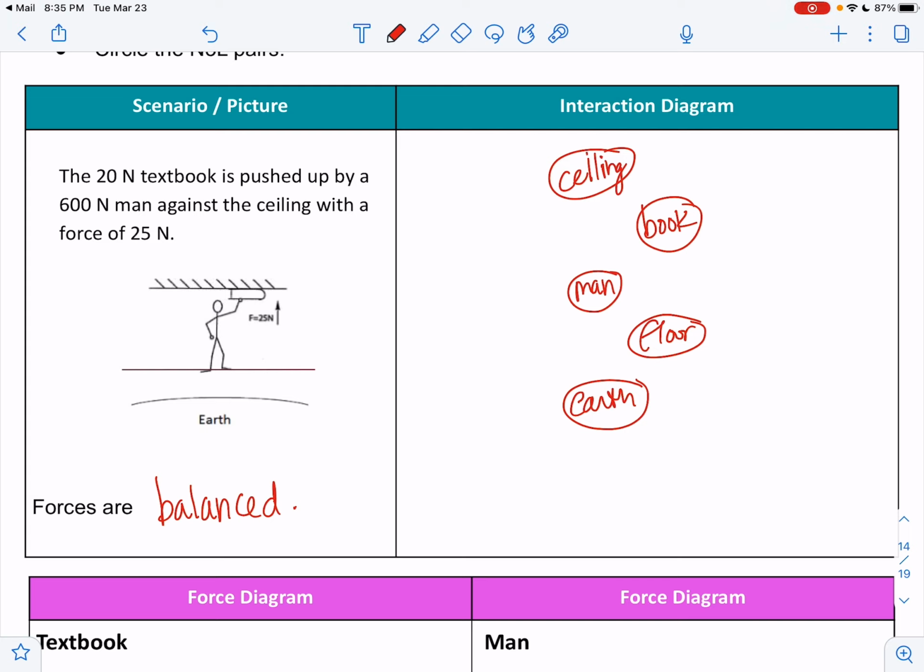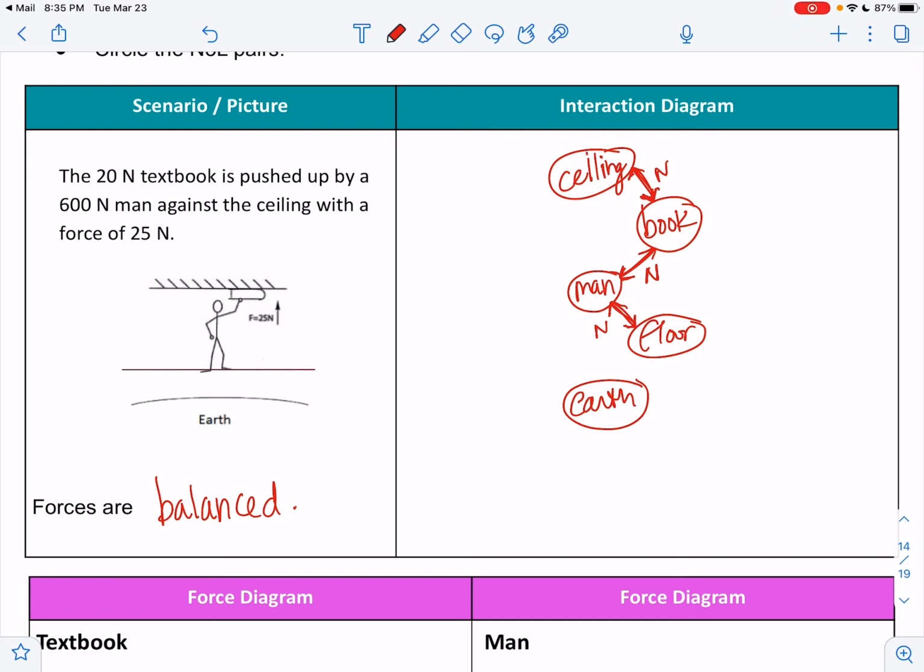Now, the man and the textbook, they're obviously interacting. They're touching. And it's not gravity, because it's not with the earth. It's not friction because nobody's moving or sliding. So it's either going to be a push or a pull. If he's pushing up against the ceiling, that's going to be a normal force because that's a push. Similarly, the book is pushing up into the ceiling, also a normal force because that's a surface pressing together. And the man and the floor also are touching by pressing together on a surface, so that's a normal force.